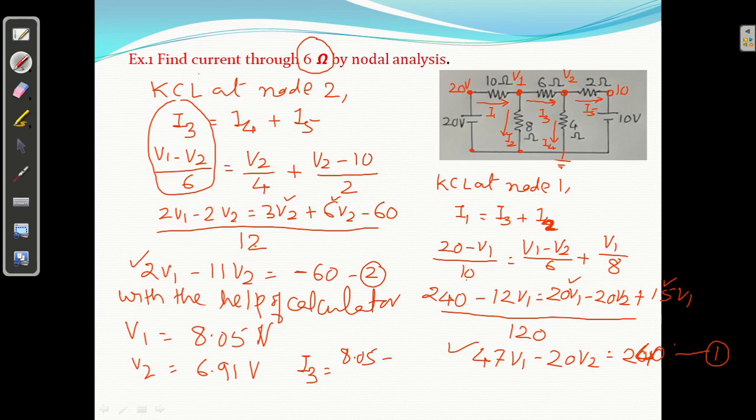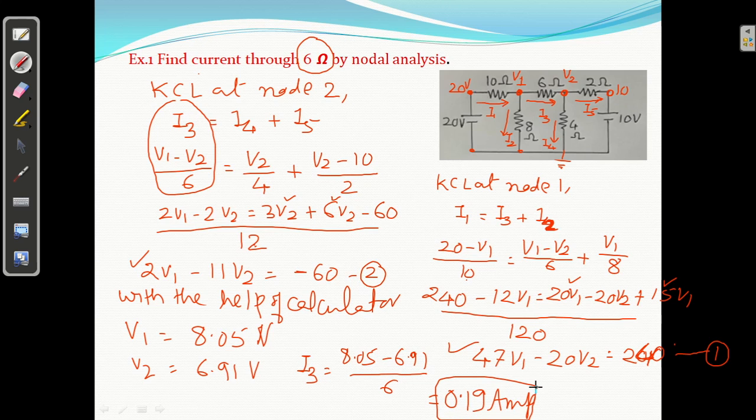V1 8.05 minus V2 6.91, V1 minus V2 upon 6. That is the answer. 8.05 minus 6.91 divided by 6. I am getting answer 0.19 ampere. 0.19 ampere. That is our answer.